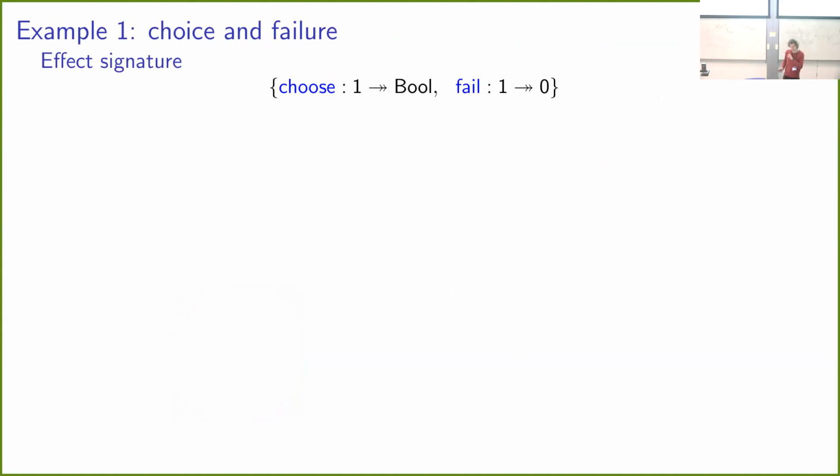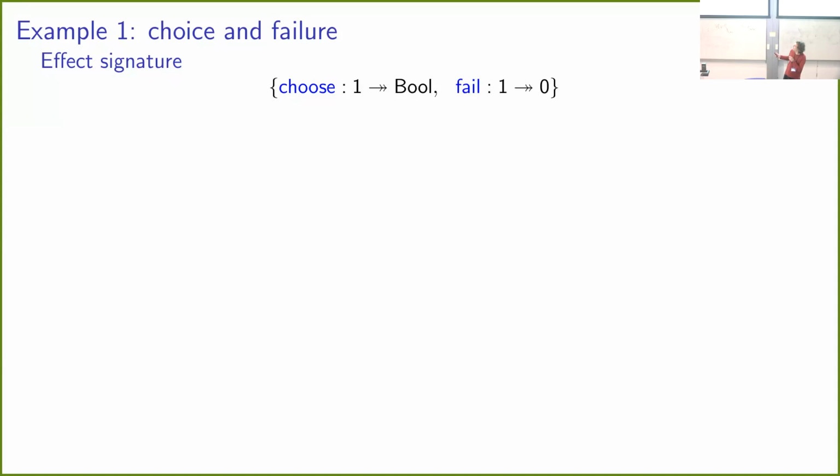So the first thing we do when we want to program with effect handlers is we define a signature of our effects. You can just think of these as operations, rather like functions. That's the way we use them in our program. So we have one operation, choose, that takes no argument, it takes a unit argument and just returns a Boolean.